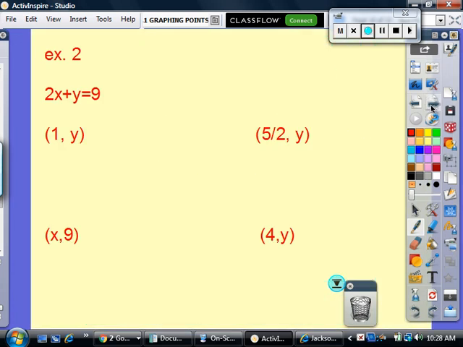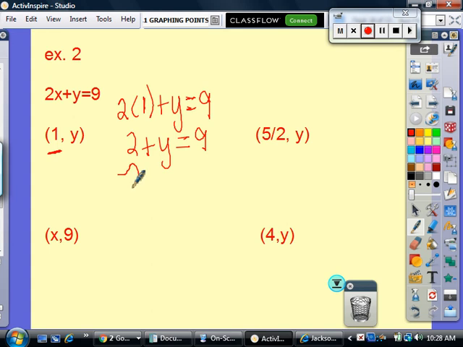All right, let's look at this particular problem. Again, I have a linear equation. It's in standard form, very much like the problem we did a little bit ago. What do they give me right here? X or Y? So that's how I know to plug it in the place of the X. So 2 times 1 is 2. Subtract 2 from both sides. Y is what? 7. And so this point would be 1, 7.